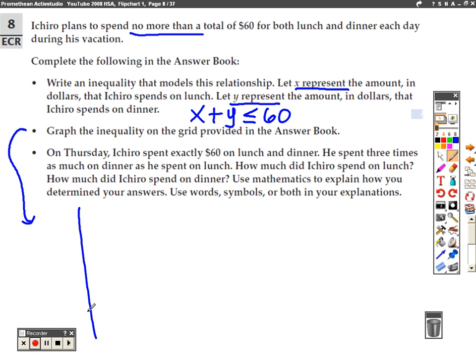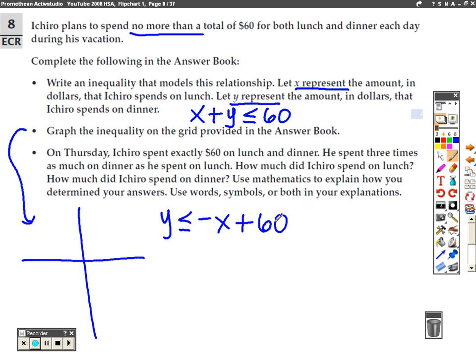So I'm going to graph the inequality down here for you. To graph this, remember, we always want to get our equation in slope-intercept form. So I'm going to get Y by itself by moving X to the right-hand side by subtraction. So I would have Y is less than or equal to, moving the X, I would get negative X plus 60.